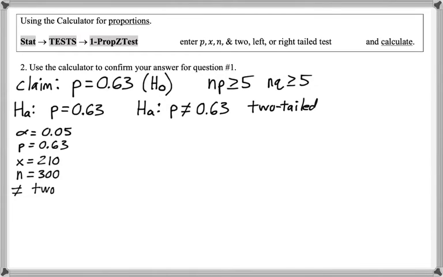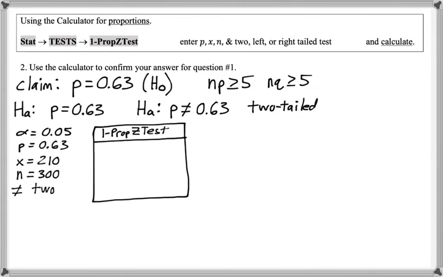Now I want to show how we can use the calculator for these hypothesis tests. So number 2 says, use the calculator to confirm your answer for question 1. So I already have all of the information from question 1 copied down here. So now I'm ready to go to the calculator and I want to select one prop z-test.